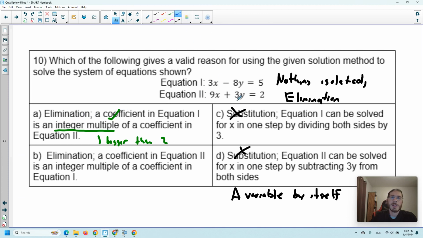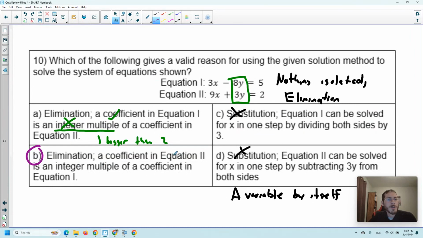Now I need to think about an integer. So if I want to go from 3 to 8, I'm trying to think, but you can't multiply by an integer, because 3 times 1 is 3, 3 times 2 is 6, 3 times 3 is 9. So this is not an integer multiple, so that doesn't work out. So we're going to pick B by process of elimination.